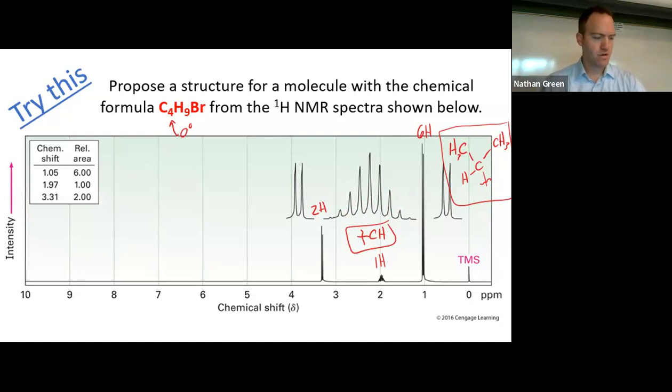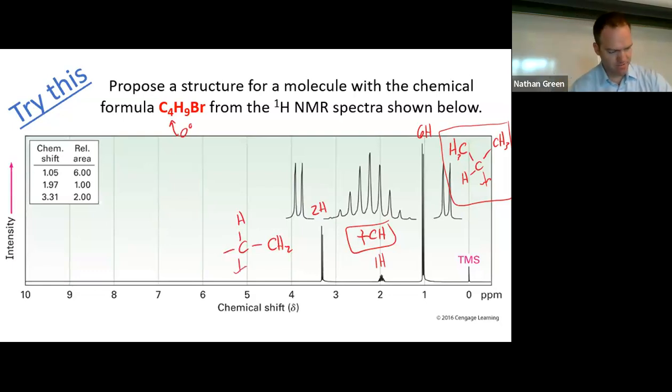Pretty good. What's this signal tell me? A CH2. What's going on with its neighbors? It has only one neighbor, right? So my CH2 is going to be bound next to a CH because it's a doublet, just like my 6H's were a doublet.